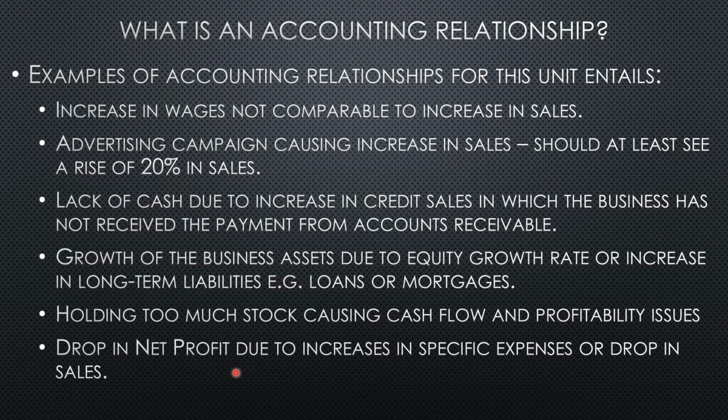The last relationship we are going to look at is whether there is a drop in net profit and whether there are increases in specific expenses or a drop in sales causing the drop in net profit. So from all of these accounting relationships, you can see an accounting relationship can be determined or defined as a trend which is then causing a ripple effect through a number of financial accounts, whether they are in the statement of profit or loss or the statement of financial position.